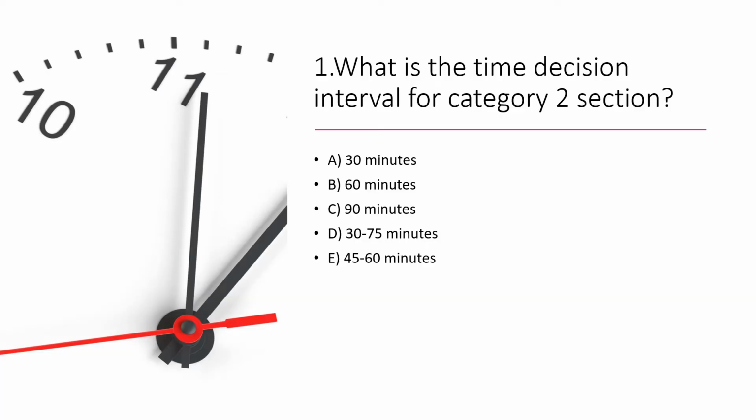So first question, what is the time decision interval for category 2 cesarean section? Is it 30 minutes, 60 minutes, 90 minutes, 30 to 75 minutes, or 45 to 60 minutes? And the answer is 30 to 75 minutes.